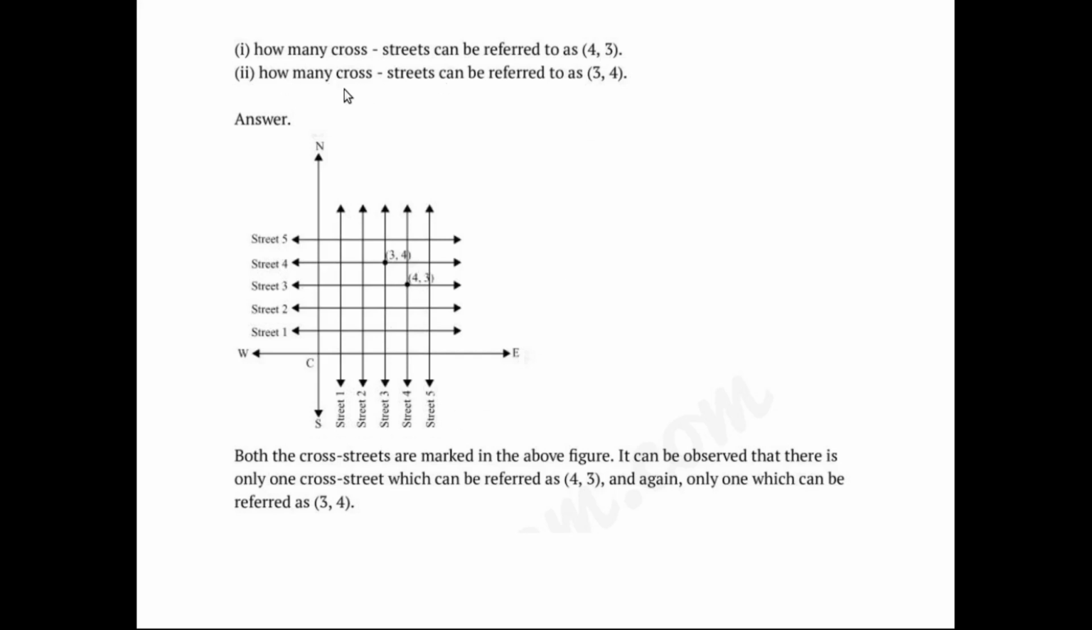Similarly, we have the same question here, just the coordinates are different. How many cross streets can be referred to as 3,4? Both cross streets are marked in the above figure, that is 3,4 and then 4,4. It can be observed that there is only one cross street which can be referred to as 4,3 and again only one which can be referred to as 3,4. So there is only one cross street which can be referred to as 4,3 and one as 3,4.